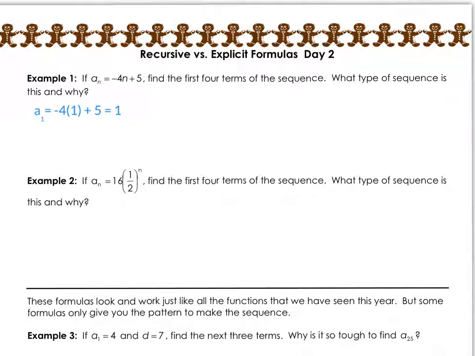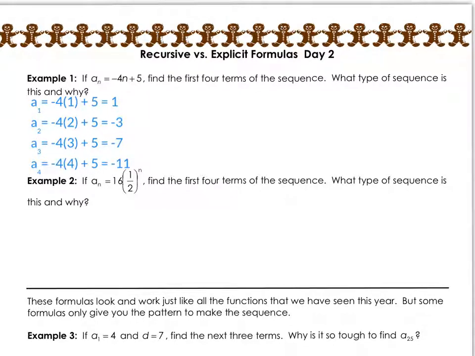Okay, now it says that I need to list out all four, so now I'm going to do the same thing, only I'm going to put a 2 everywhere I used to have an n. And when I do that, I get negative 3. And then again, I'll do the same thing with 3 and then 4. So when I put 3 in place of n, I get negative 4 times 3 plus 5, which gives me negative 7. And then with 4, negative 4 times 4 plus 5 equals negative 11.